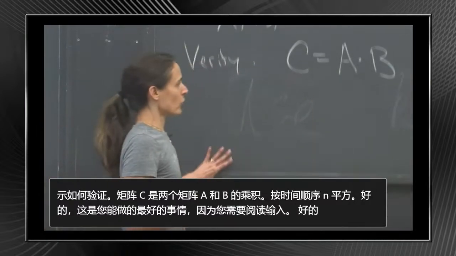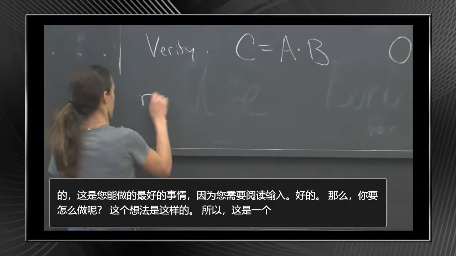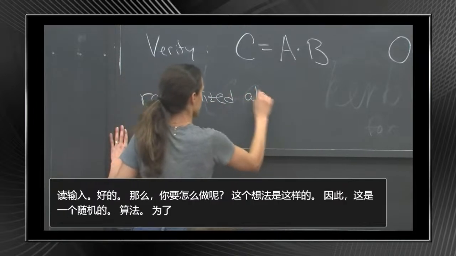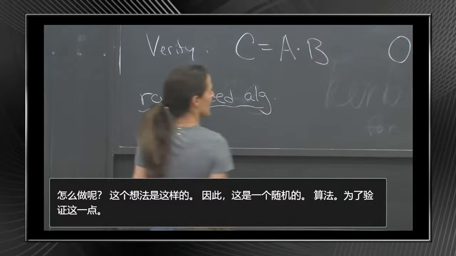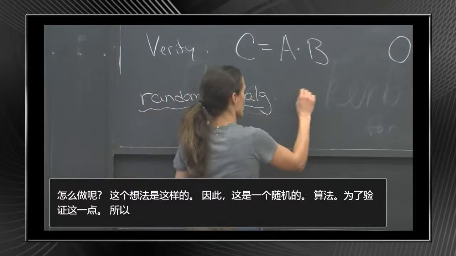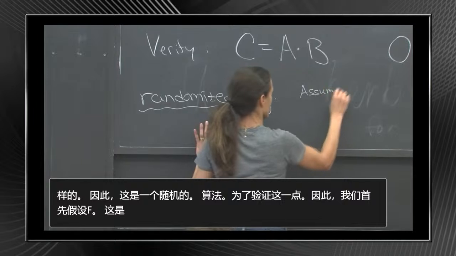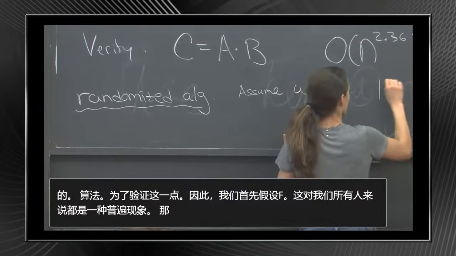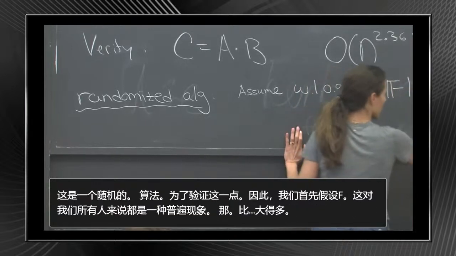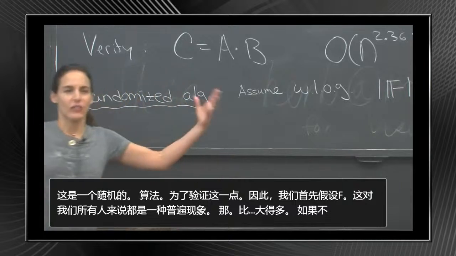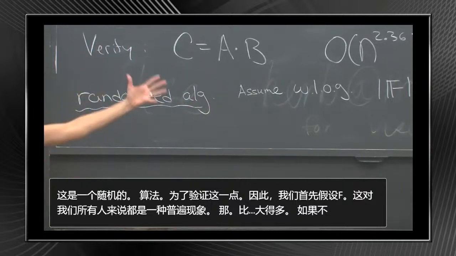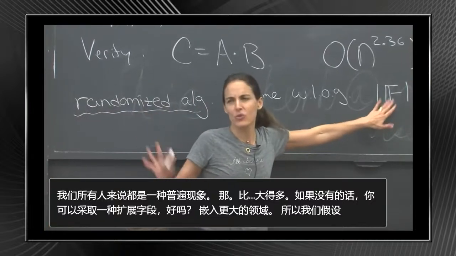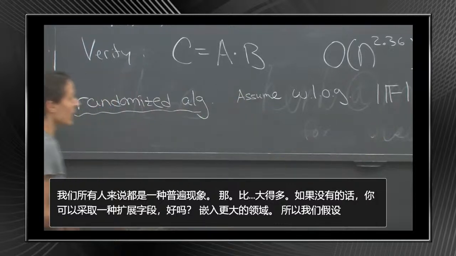So how will you do that? Here's a randomized algorithm for verifying this. First, assume, without loss of generality, that F is much bigger than n. If not, you can take an extension field of that, embedded in a much bigger field. If you're not comfortable with extension fields, just assume it's much bigger.